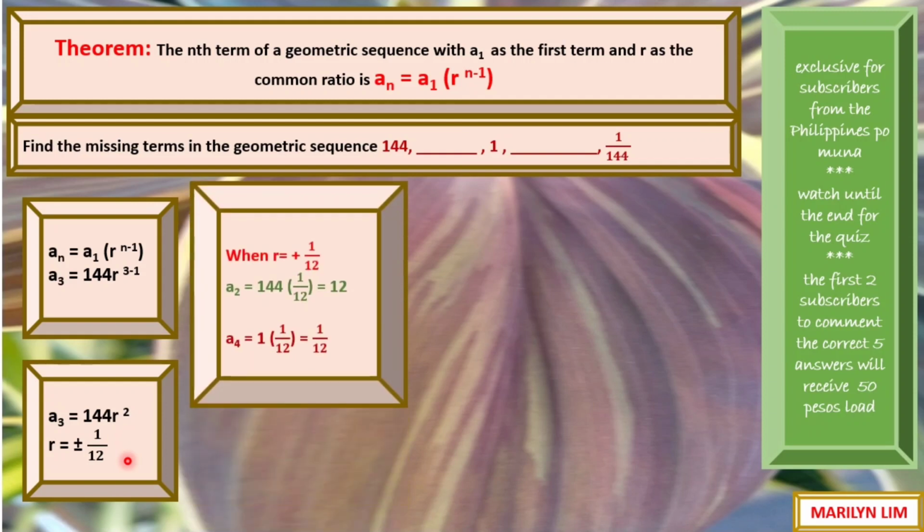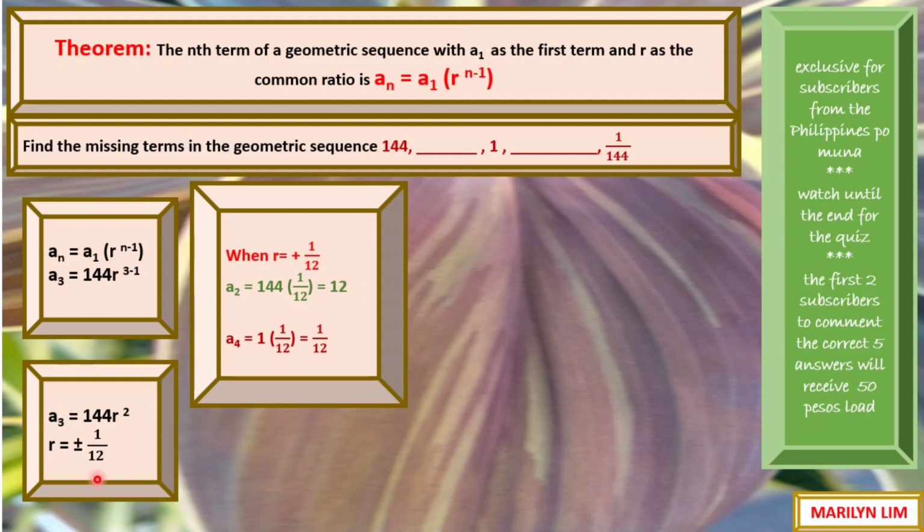So using when r is positive 1 over 12, what is our a sub 2 and a sub 4? Since we already have a sub 1, 3, and 5, we are looking for a sub 2 here and a sub 4 here. So just substitute using this one. So a sub 2 is 144 times 1 over 12. We will be using the positive value first.